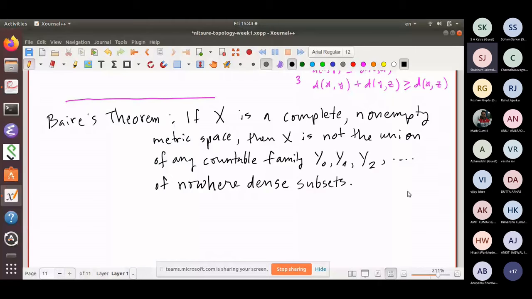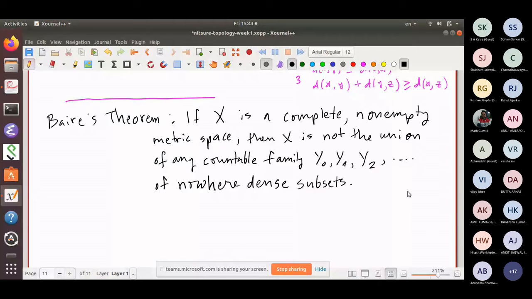How many metrics does the empty set have? Suppose I want to define the empty metric space. My underlying set is the empty set. What metric can I define? There's exactly one metric.